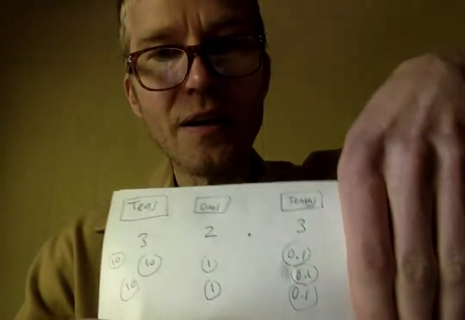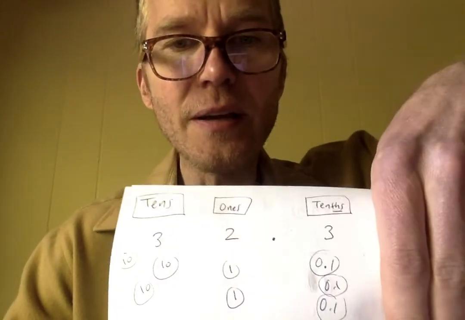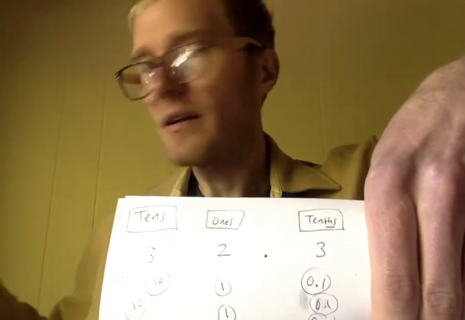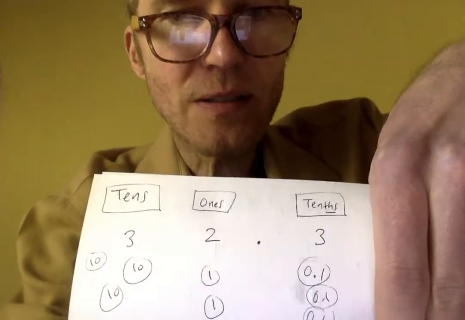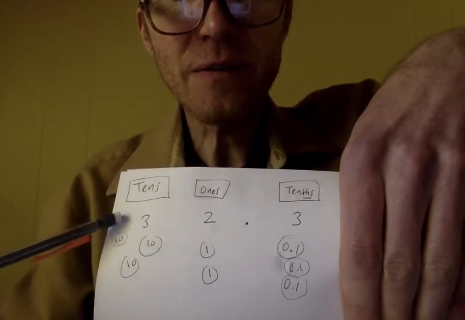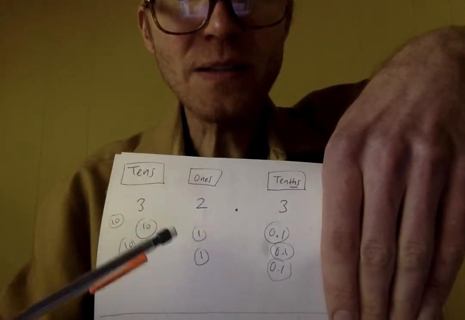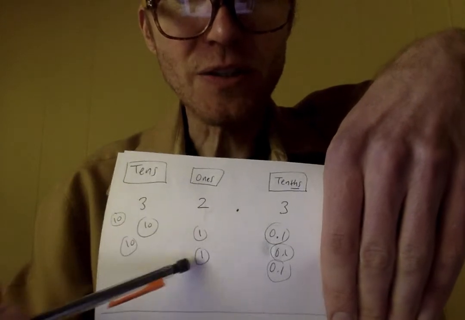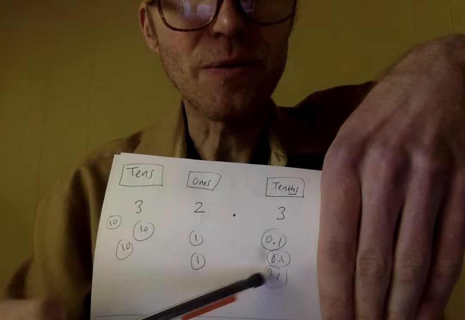So for instance, if we saw the number 32.3, well, you'd think about how many tens are there? 3 of them. 1, 2, 3. How many ones? 2. 1, 2. How many tenths? 3. 1, 2, 3.